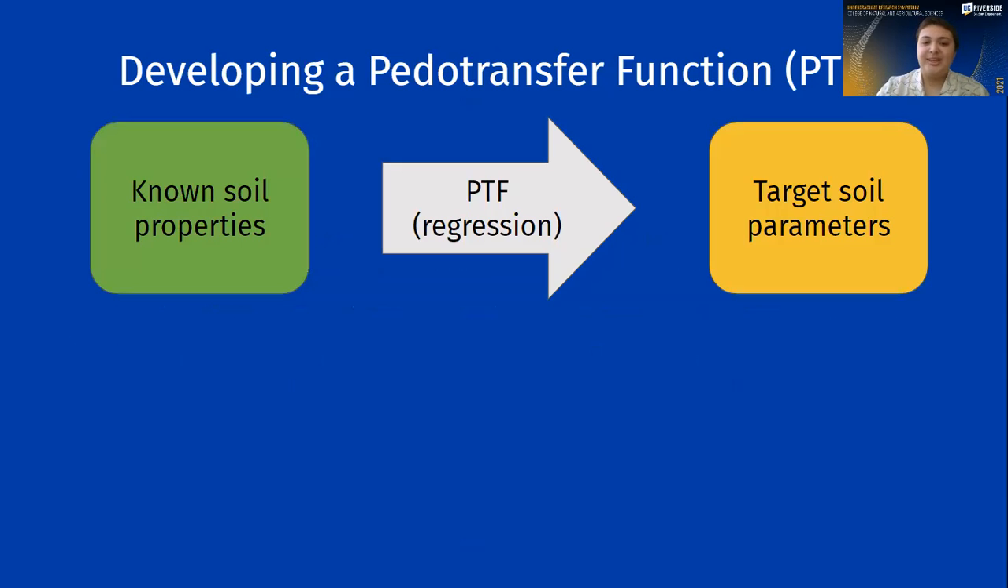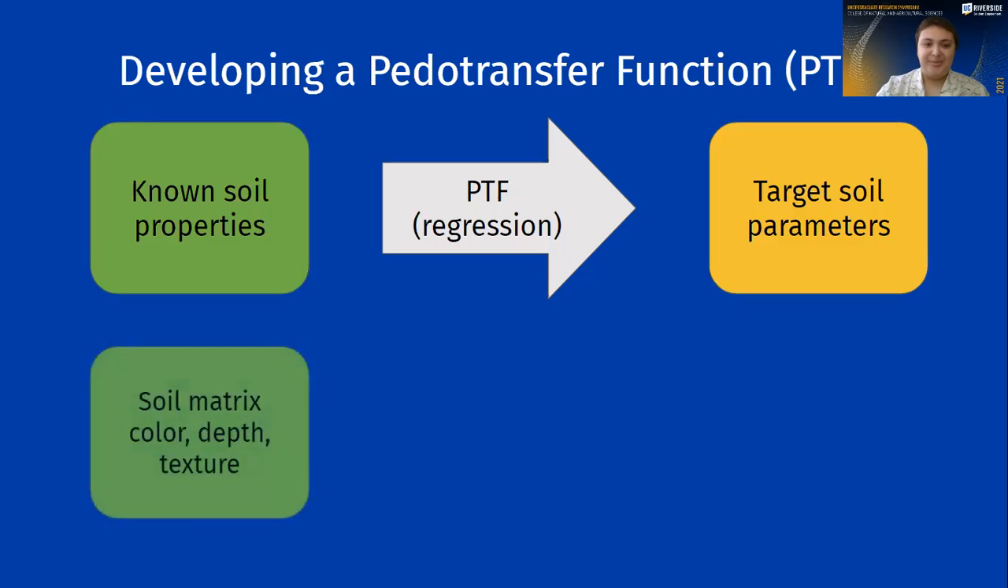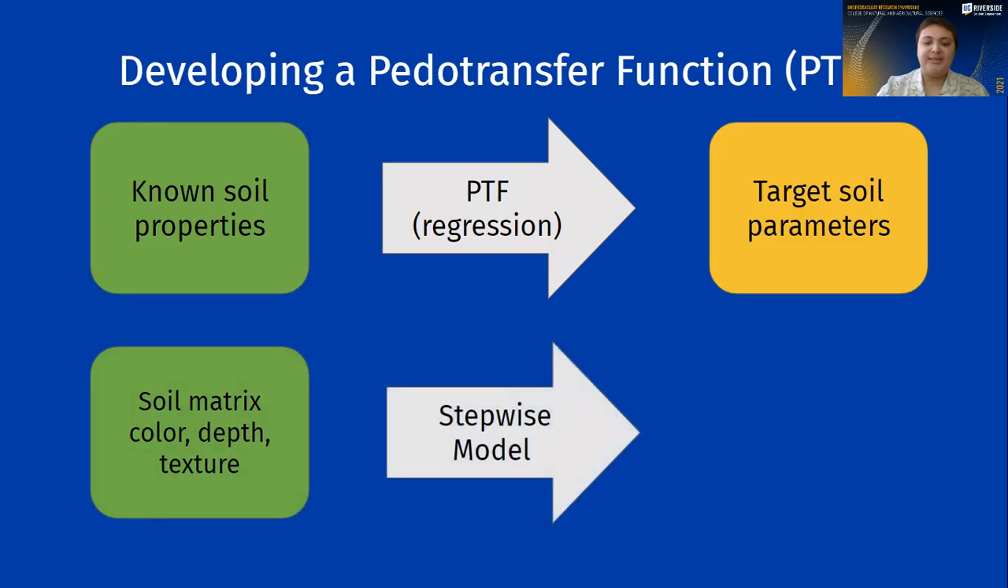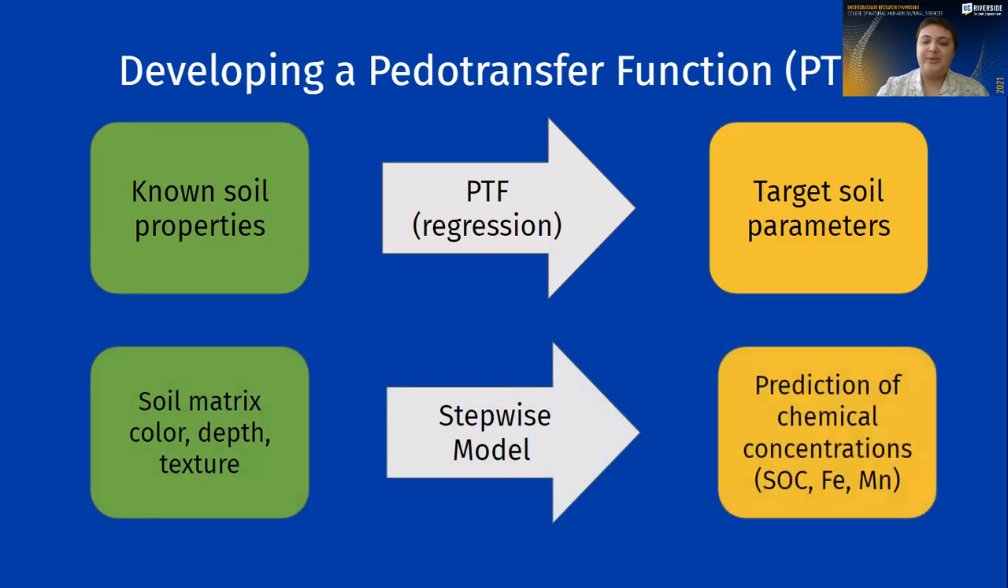And so just to give an example, which is what I did in the study: the known soil property in this case was the soil matrix color, depth, and texture. Depth and texture were included because those are also known to have a big effect on the soil color. The PTF was the stepwise model, which I will explain in the next slide. And the target soil parameter we wanted was a prediction of the chemical concentrations of the 3 chemicals.